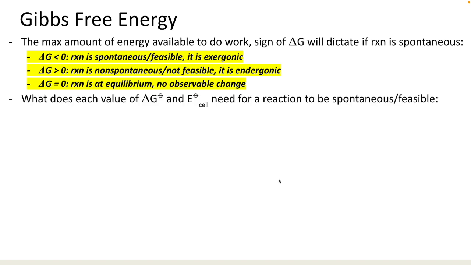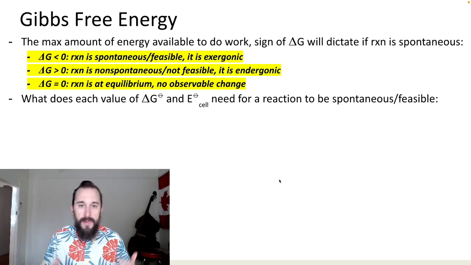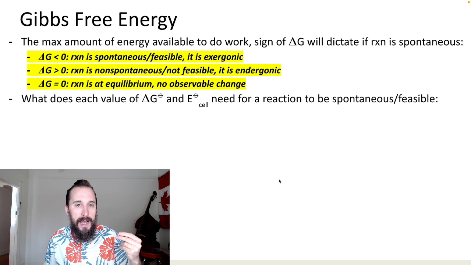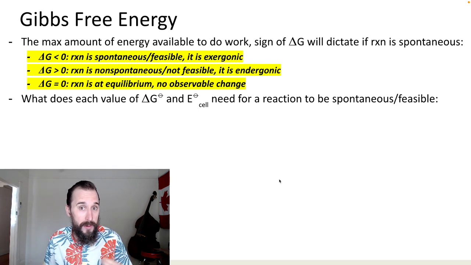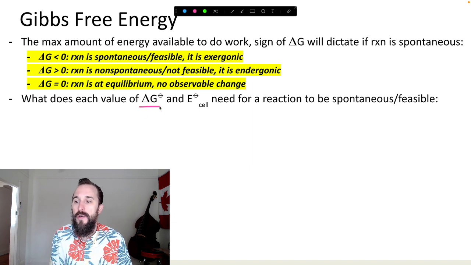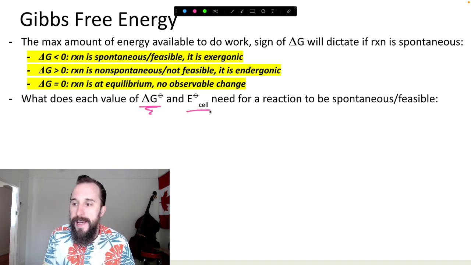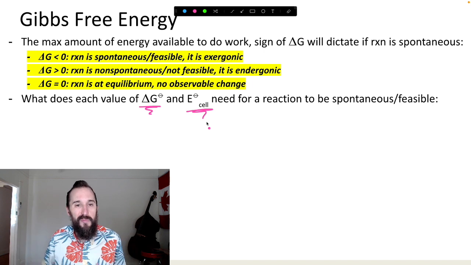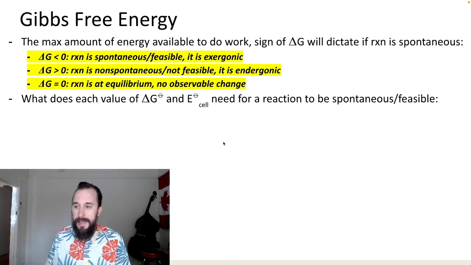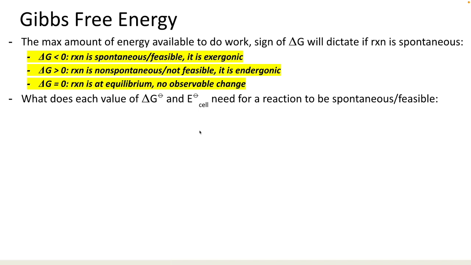So when we're talking about our redox, as we talked about a minute ago, we've also got our values for our cell potentials that are going to imply if the reaction is feasible or spontaneous as well. So we need to make sure our values for delta G and cell potential are consistent with each other to have these inferences about the spontaneity of the reaction. So let's have a look again at the three possible outcomes we can have.